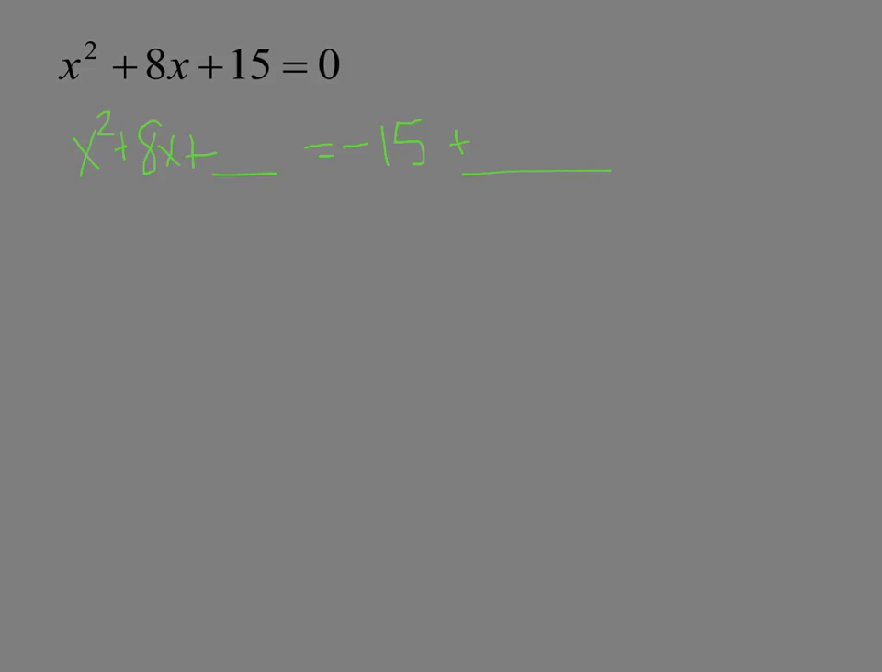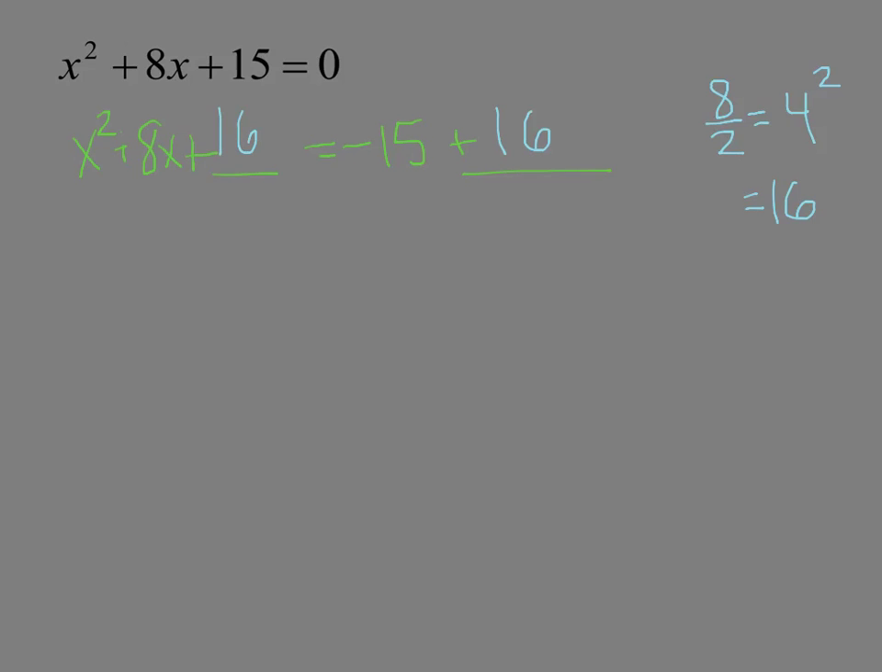The second step says take half of the coefficient of x. So I'm going to take, in this case, half of 8. So 8 divided by 2 is 4. Then it says square it. So I square it, and I get 16. So I'm going to add 16 to both sides.